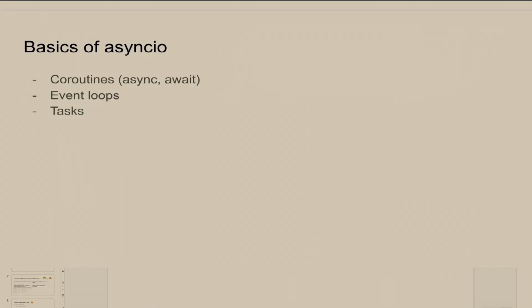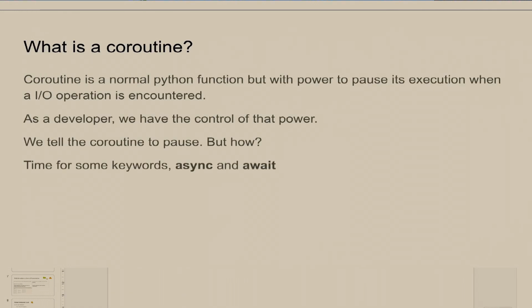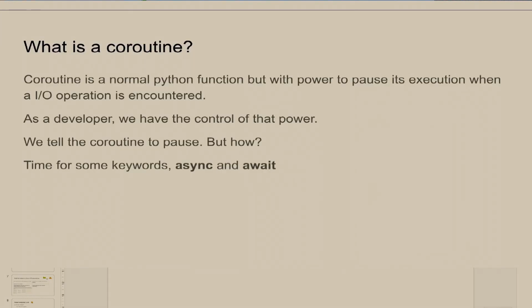Basics of async I/O: the coroutines, event loops, and the task. We'll take a look at them one by one. A coroutine is your normal Python function. It only has one power, which is that it can pause its execution. That's it. And there are two keywords used to achieve that: async and await.